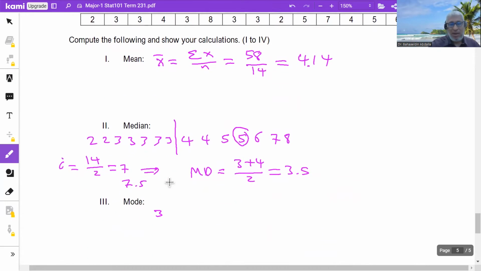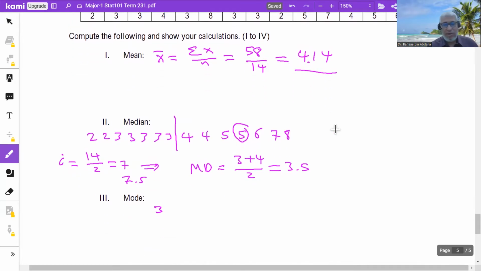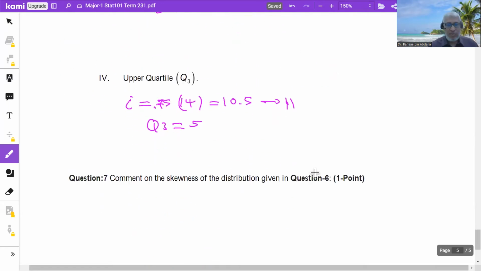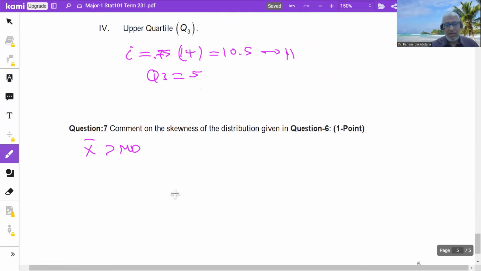Comment on the skewness of the distribution given in this question. Well, I can see here that a lot of data is here and 3 only up, but also the mean is 4.14. And what was the median? The median is 3.5. Good. So this is important, that the mean is greater than the median. And if the mean is greater than the median, this means that the data is skewed to the right, okay?